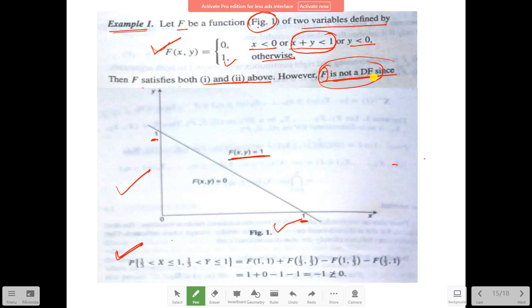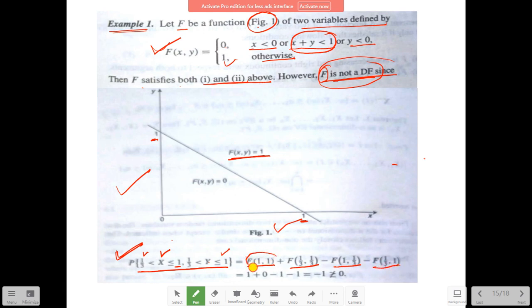So here we compute the probability that random variable x is greater than 1 upon 3 but less than or equal to 1, and random variable y is greater than 1 upon 3 but less than or equal to 1. So this expression is equal to f of 1 comma 1 plus f of 1 upon 3 comma 1 upon 3 minus f of 1 comma 1 upon 3 minus f of 1 upon 3 comma 1.